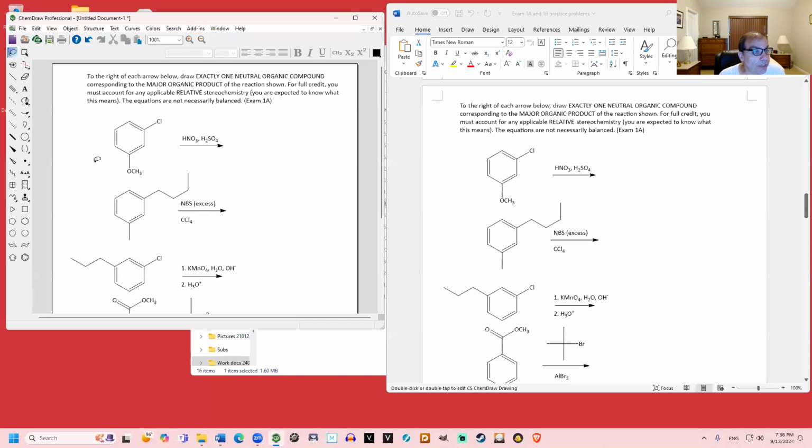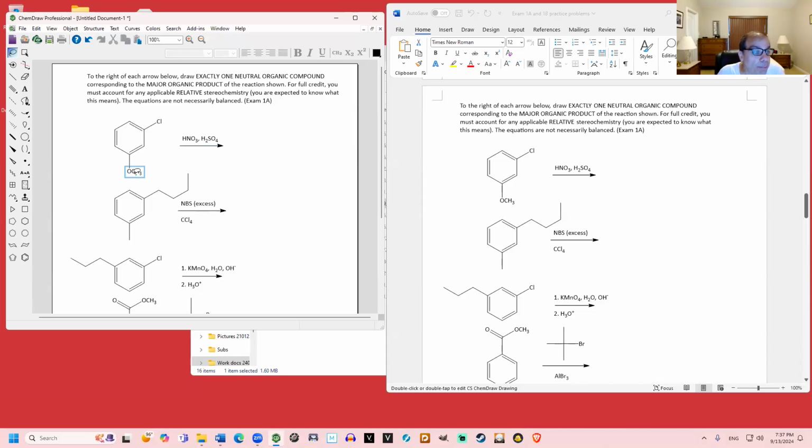Well, one of the things we learned in class today, since both of these groups are ortho-para directing, we need to know which one is going to decide where the nitro group goes. And the answer is whichever of the two groups is more activating. And that's going to be the methoxy group. The methoxy group is more electron rich than the chlorine. It's further to the right of that diagram in your book. So the methoxy group is going to decide. So we want the nitro group to go wherever that methoxy group decides.